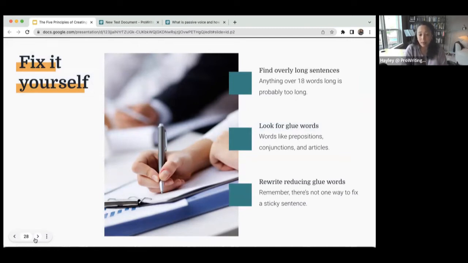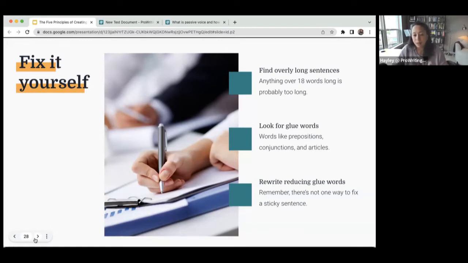So the first thing I want to highlight is that you might decide that a sticky sentence is totally fine to leave in. Just like passive voice, you might decide the sentence is fine as it is and you could leave it alone. If you're considering that a sentence might be too sticky, here's what I would recommend.